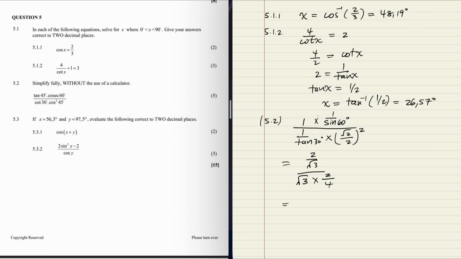Now it's a matter of simplifying here. So we're going to have 2 over square root 3 divided by 2 square root 3 over 4. Now we need to flip and multiply. So 2 over square root 3 multiplied by 4 over 2 square root 3. That's going to simplify, the 2 and the 2 will cancel. We're going to have 4 over square root 3 times square root 3, which is 3.